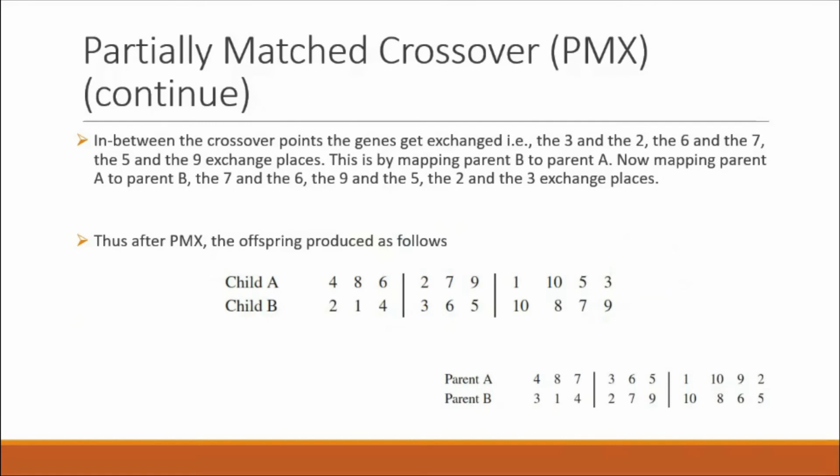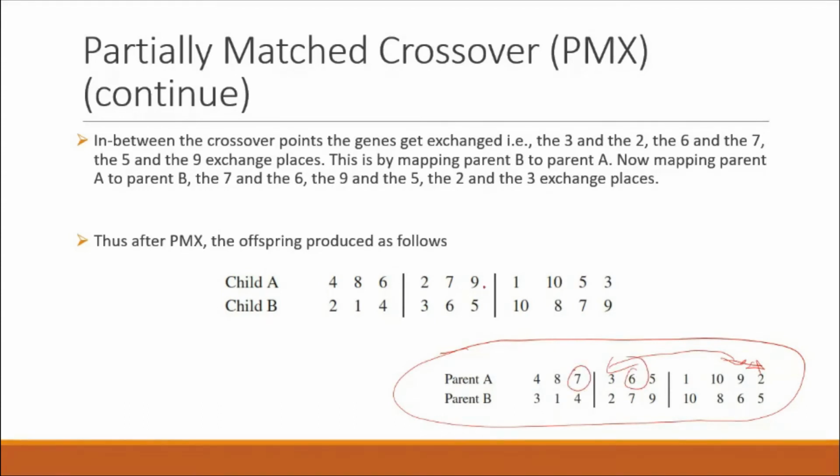So what we obtain in this case is, as I said, the original one is here. These are the original parents, and 3 and 2 are exchanged. So 3 and 2 are exchanged in the child. And then 7 and 6 are exchanged. Here 7 is here and 6 is here. They are exchanged here.